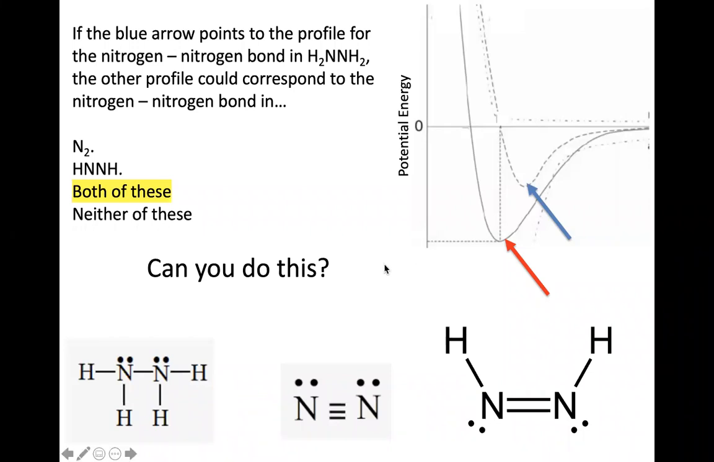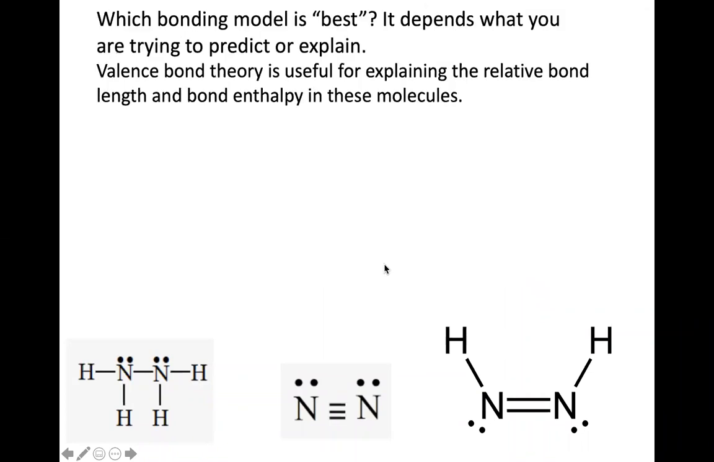Now, since I've brought up the idea of valence bond theory, a lot of times once we have different bonding models, students ask, well, which of these is best? Well, it depends on what we're trying to predict or explain. Valence bond theory is really good at helping us determine the relative bond length and bond enthalpy found in molecules like this. If I were to use molecular orbital theory with this, it would be a really complex description. If I just wanted to describe whether it's a single bond, a triple bond, or a double bond, and begin to explain that, valence bond theory would work fine.